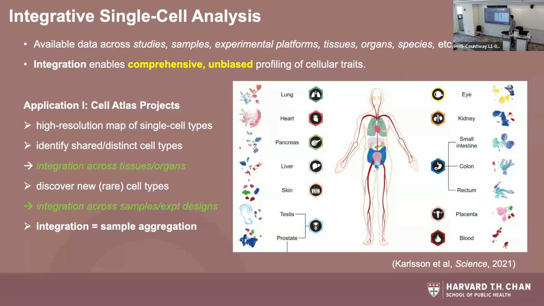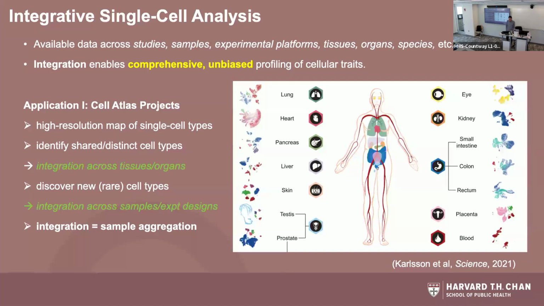The first example is cell atlas projects. Our human body is a mixture of different kinds of cell types. Even different organs may contain different types of cells as composing parts. One interesting problem is to obtain a high-resolution map of single cell types, so that we can have a global view of how many cell types there are and what their interactions or relationships are.